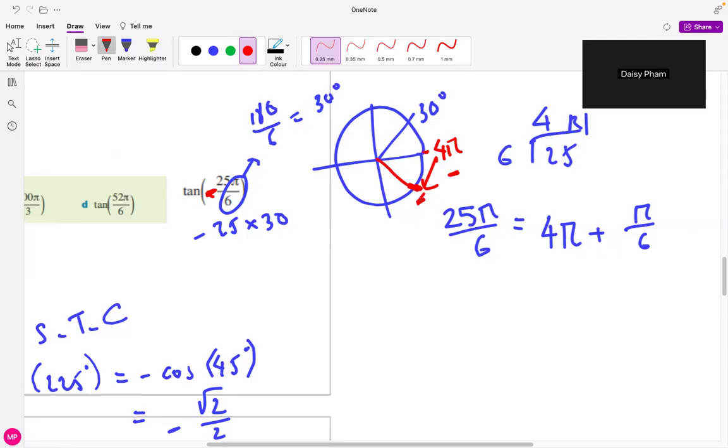So this is how you know it's in quadrant 4. In this quadrant, tan is negative. So I know it will be negative tan of 30 degrees, which is negative 1 over root 3. Okay.